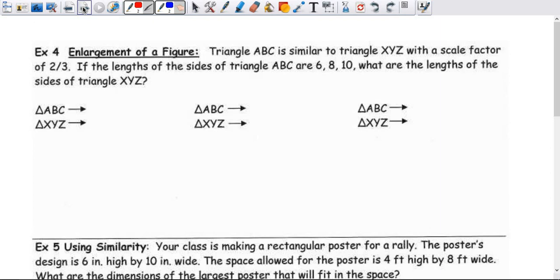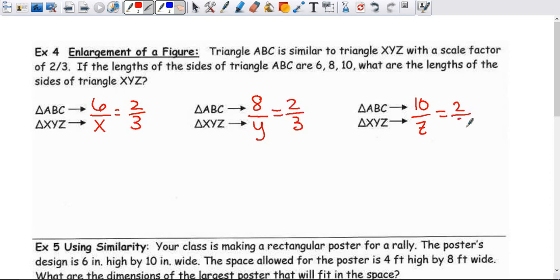So what we're going to do is we know that with triangle ABC, we know one side is 6 and we don't know the other one. We're going to do this 3 times because I know the other side is 8 and I don't know what the next side is that would correspond with that. And then we have 10 to Z because we don't know what the last side is. All right, and those are in a ratio of 2/3. So that's how we're going to set up all of these proportions. And we will cross multiply all of these.